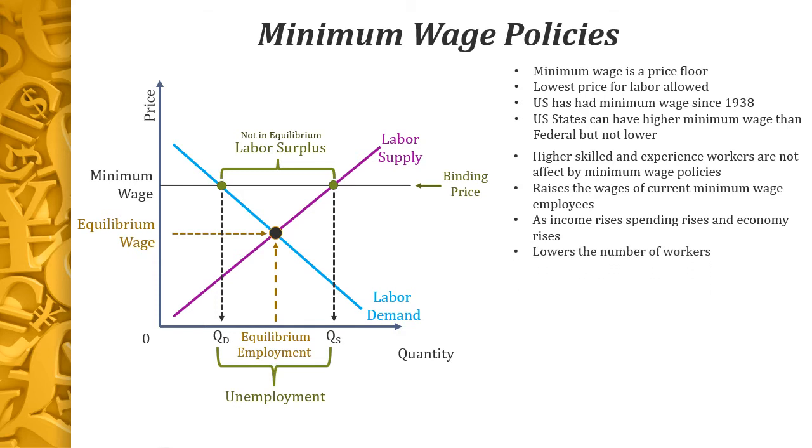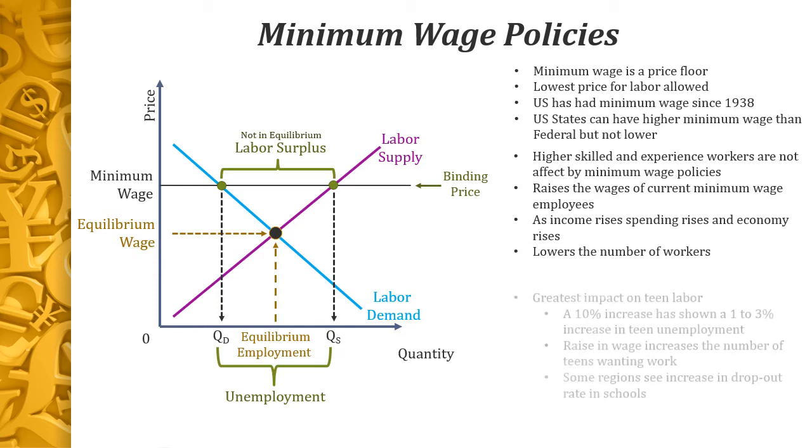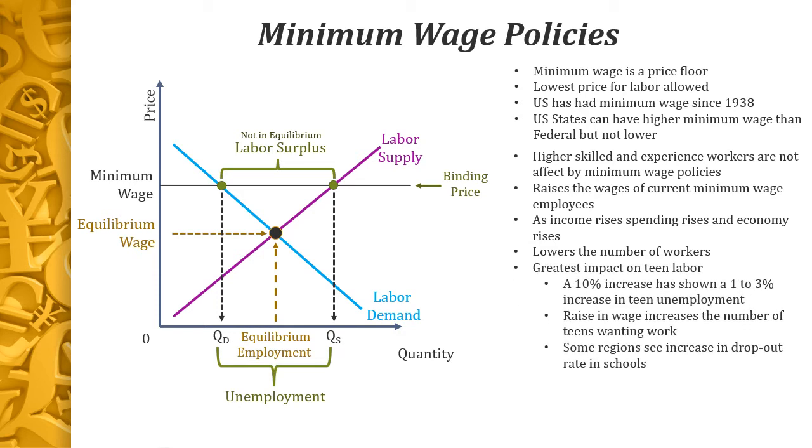The problem is that it only works for a very low number of workers. And it doesn't work for people who are unemployed or underemployed. It's only for those who are really right at that edge. Now, the greatest impact happens to be on teenagers. You might not think much about it, but a 10% increase in the minimum wage tends to show a 1 to 3% increase in unemployment in teenagers. And also, a raise in wages tends to create a higher dropout rate in some areas of the United States.